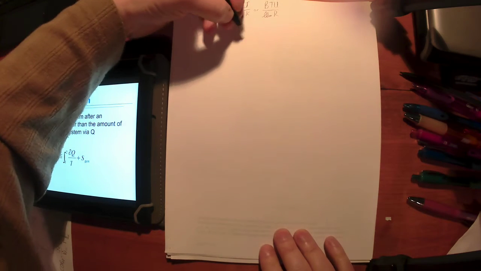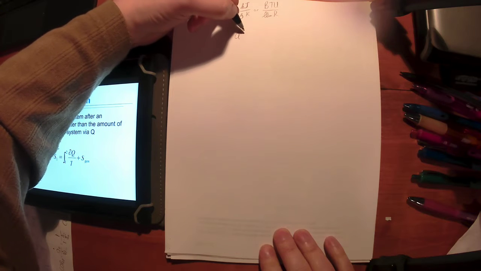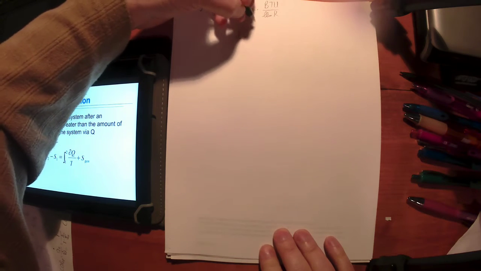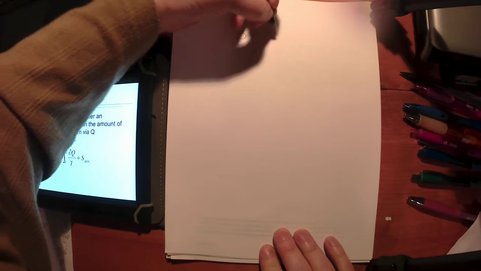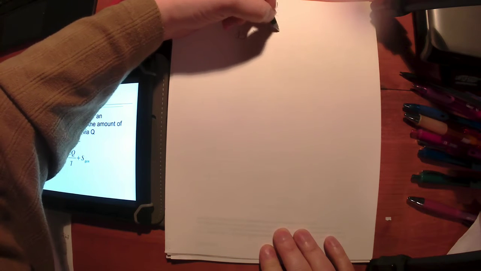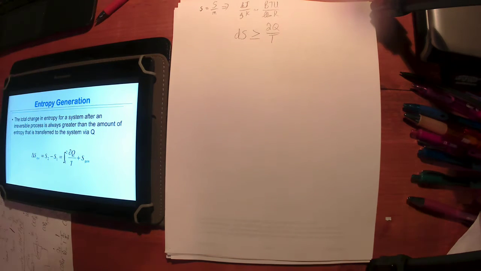Let's see if we can derive this. If we start with the purest form, we say this change in entropy is always going to be greater than or equal to an amount of heat transfer divided by the temperature at which that heat transfer occurs. So ds is greater than or equal to dq over T.